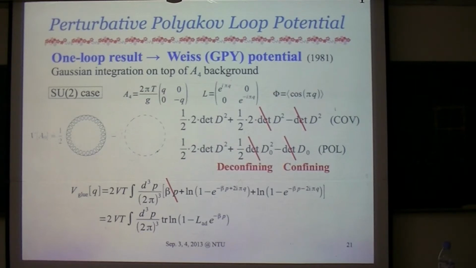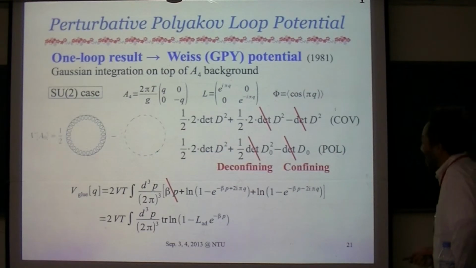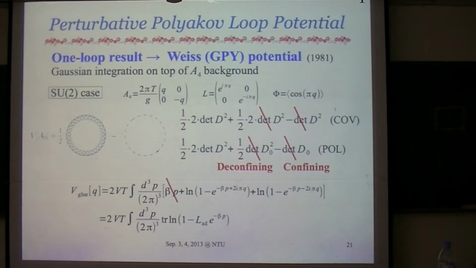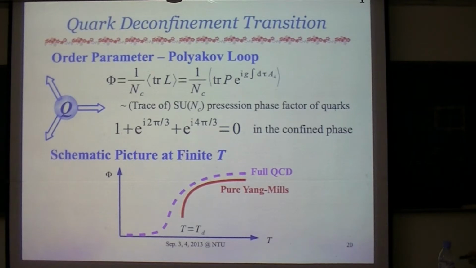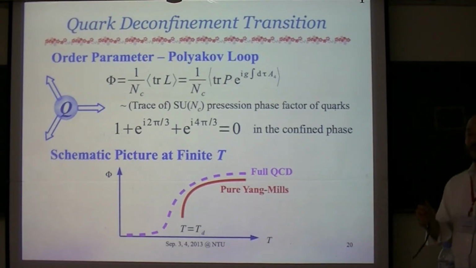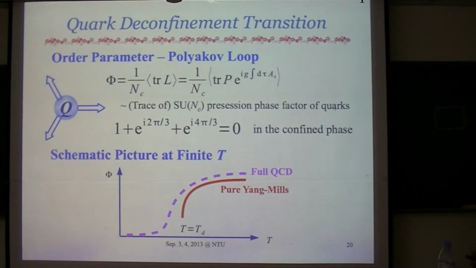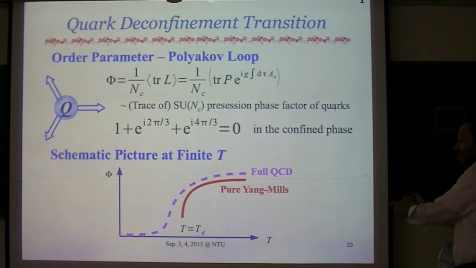The one hour has passed, and here I wanted to explain the perturbative calculation of the effective potential of this order parameter, but this needs some time, so maybe today I should stop my discussion here. But anyway, please remember that the Polyakov loop is the order parameter. And tomorrow I will explain how to compute the effective potential of this order parameter to identify the phase transition.